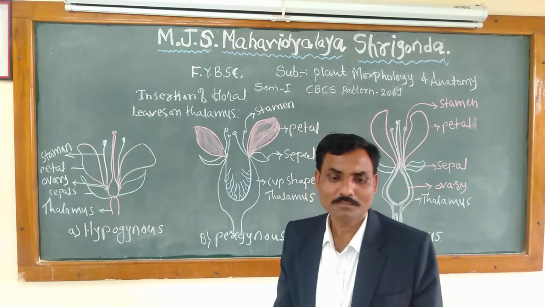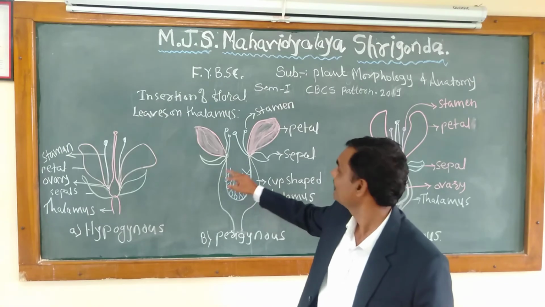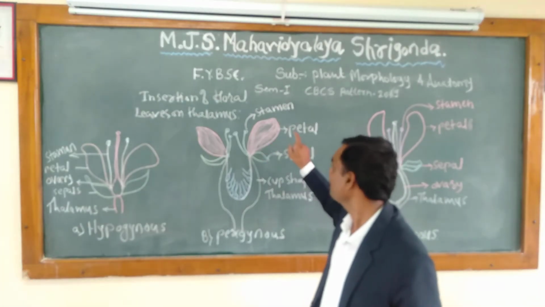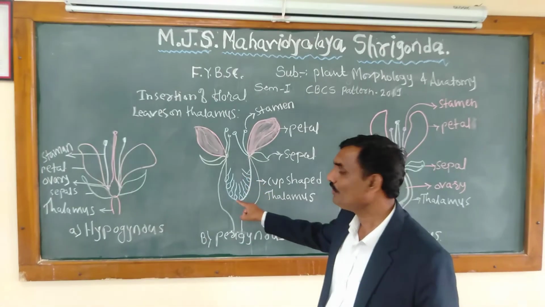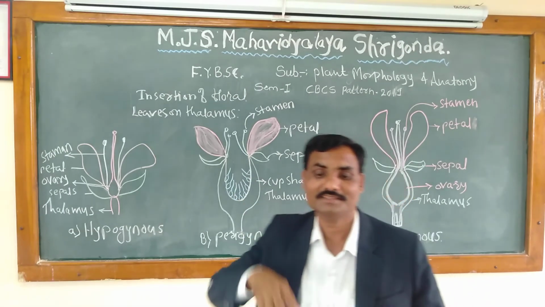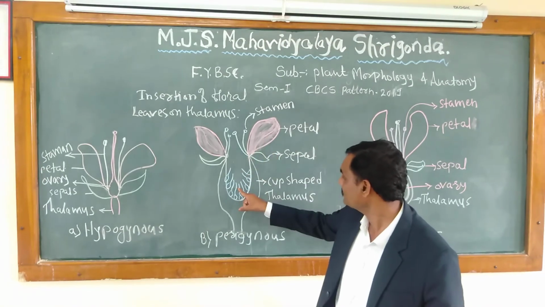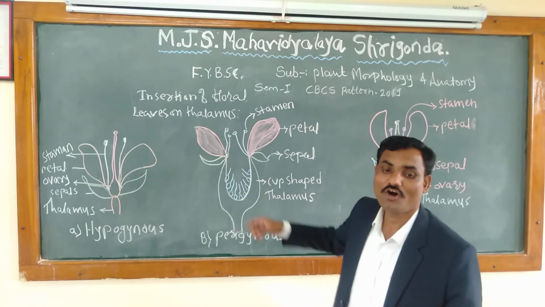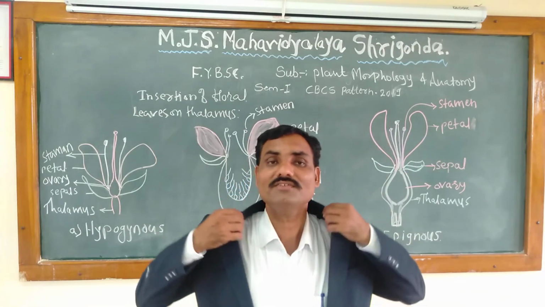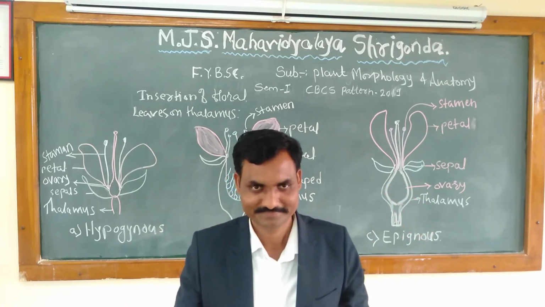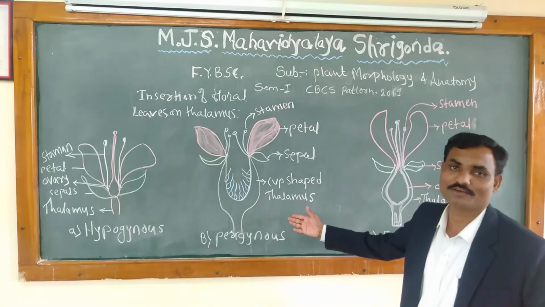On the margin or rim of the thalamus, it bears the sepals, petals and stamens, and the ovaries or gynoecium are present inside. The gynoecium is placed at the center of the cup-shaped thalamus. You see and observe this very carefully. The gynoecium is present in the center of the cup-shaped thalamus. And thus, all four floral whorls are inserted almost at the same level. The flowers which show such an arrangement are referred to as perigynous flowers.